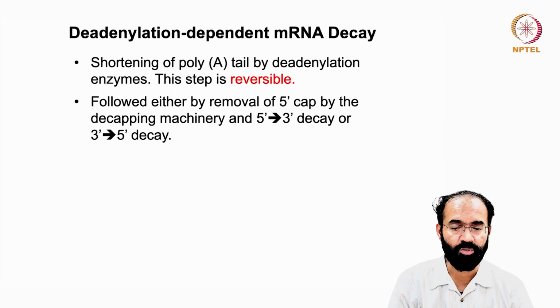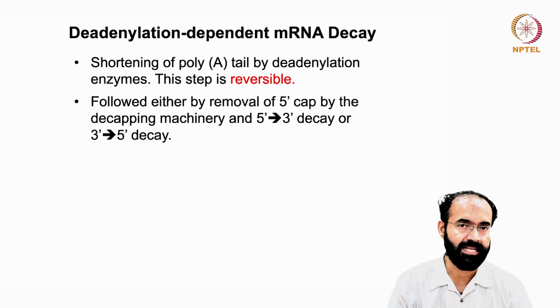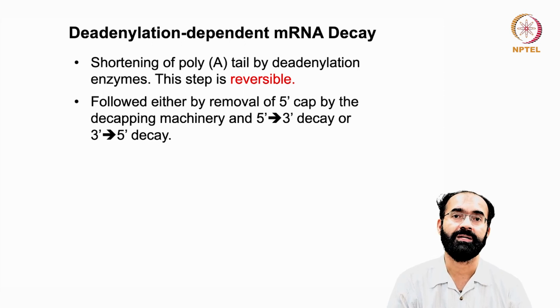This is followed by either removal of the 5' cap by the decapping machinery and 5' to 3' decay, or 3' to 5' decay, if this reversible process did not happen. Say deadenylation happened, repair did not happen. Just like you are sick, you did not take medicine, did not go to hospital, the situation can worsen and it can be life threatening. So we have to be careful enough to go to hospital in time. Same way, if an RNA is problematic, then you have to take care of the system effectively.